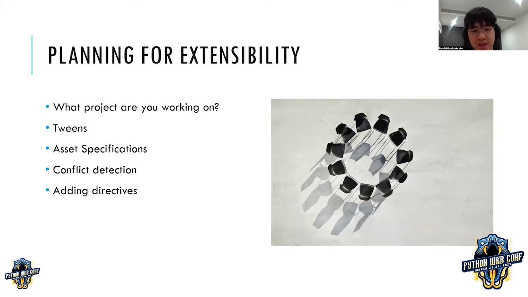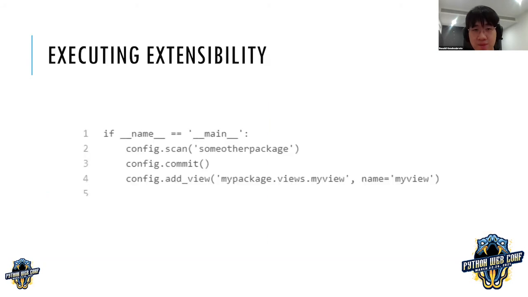And of course, aside from that, conflict detection is always very important. Always plan for conflict detection as well, especially when you work with repositories and such. You always need to consider that. And of course, adding directives is also always a big part of extensibility.